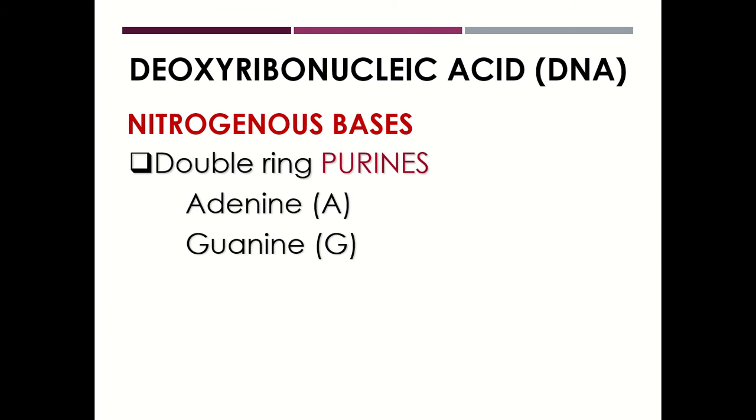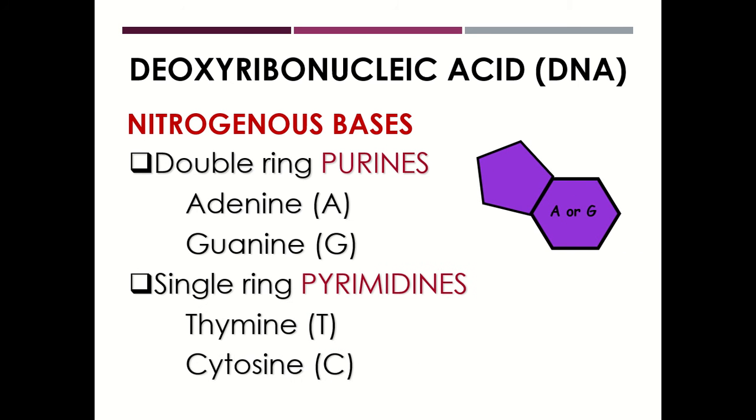So we have nitrogenous bases. We have the double ring called the purines. Those are the adenine and the guanine. And we have the single ring pyrimidines, the thymine and cytosine. So ito yun, double ring. So we have the single ring, the thymine or cytosine.